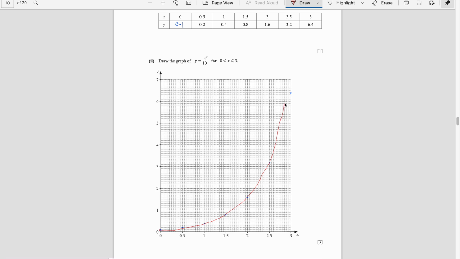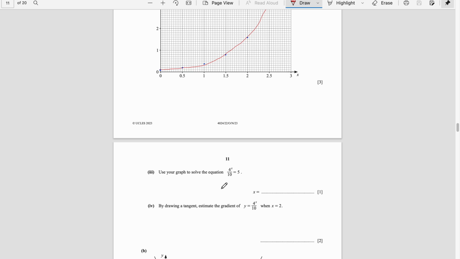Curve should be smooth. Failed attempt. Let me try that again. Okay, this is better than we did before. Okay, so the curve part is done.